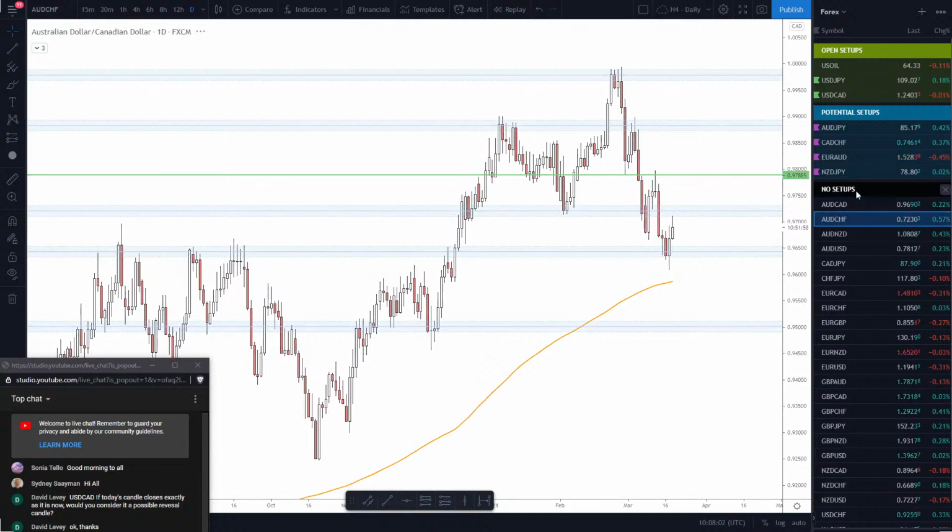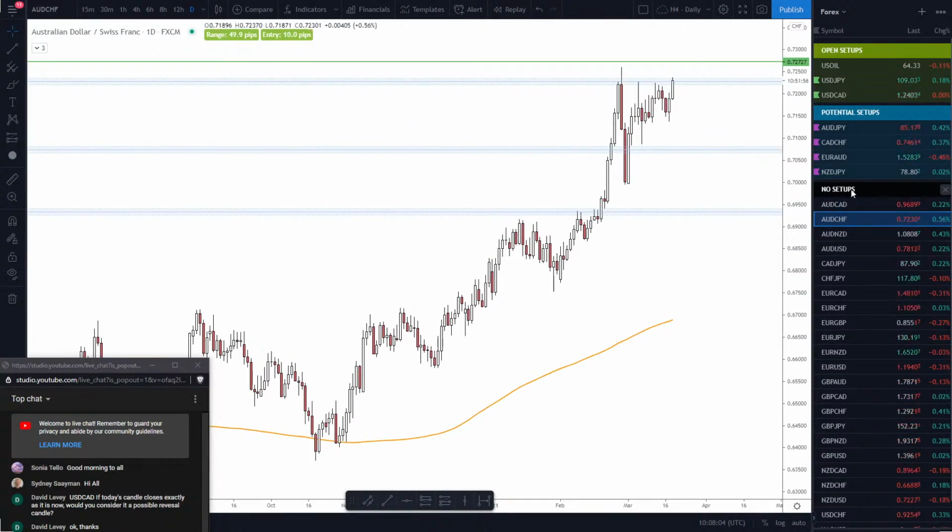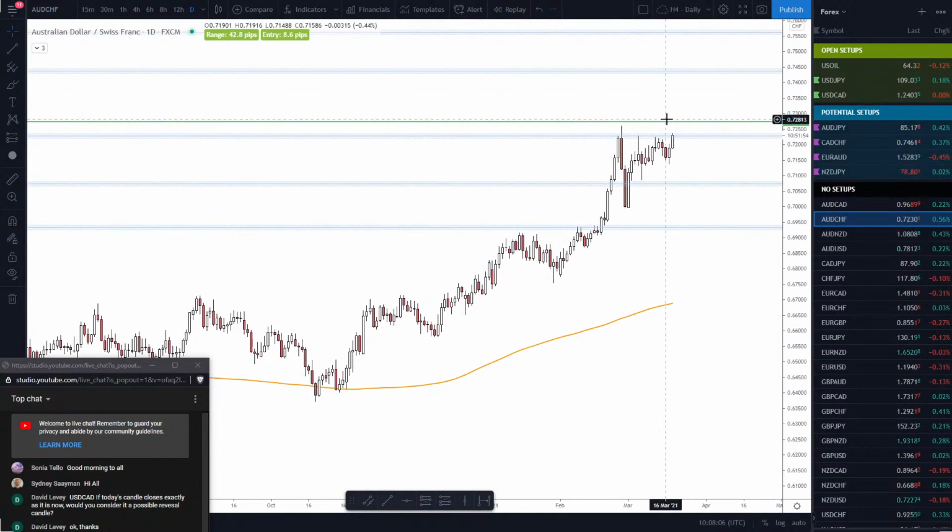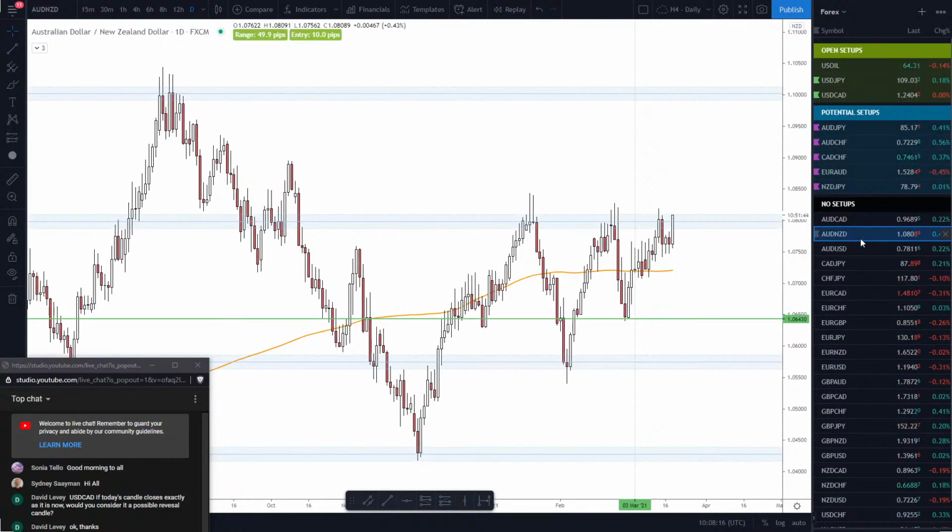Let's look for some new setups, see if there's anything new forming. AUDCHF technically. Yeah, it's getting close. I guess we could call this one a potential. I don't really like this pair that much, but we'll keep an eye on it regardless, see what happens. AUD New Zealand's making a move up. I was expecting it to continue to move down from this resistance area, but it's completely spun around.